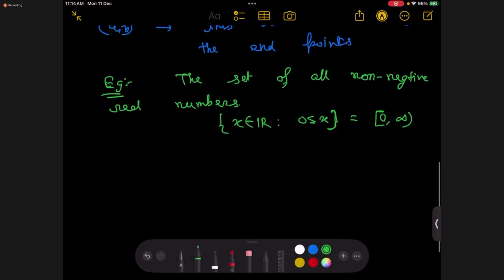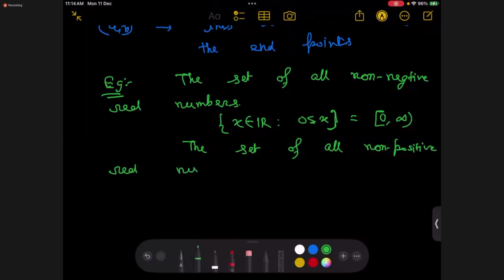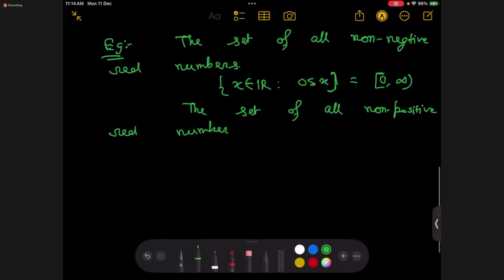Similarly, if I say the set of all non-positive real numbers, then that can be defined as minus infinity to 0.